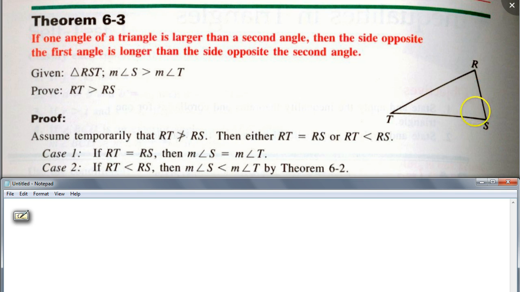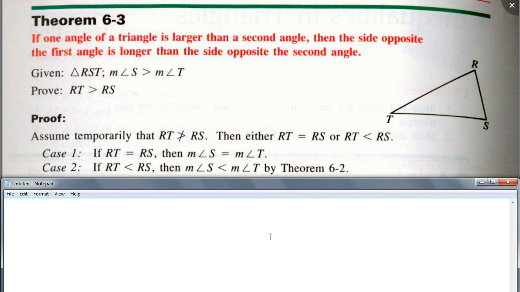Because RT is less than RS, angle S is smaller than angle T, which is a direct contradiction to the given fact, right? We said that angle S must be greater than the measure of angle T. So therefore, what have we done here? Kevin? It contradicts the given.